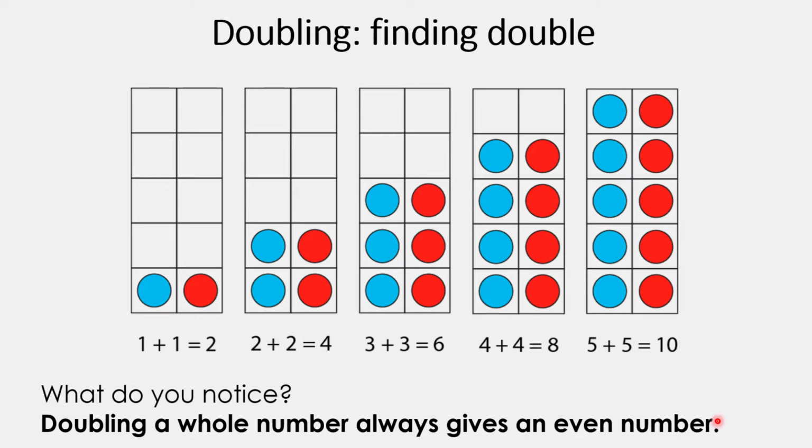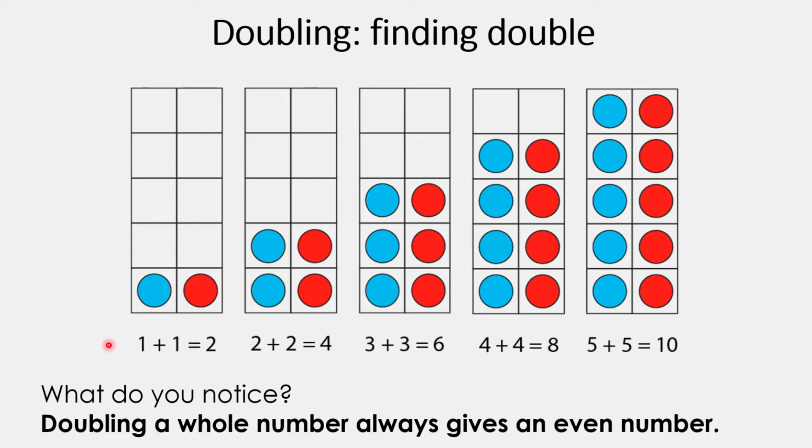So we got 2, 4, 6, 8, 10. And we saw before, they're even numbers. They're twos numbers, the numbers we were counting in at the very beginning. So can you see a very, very important connection between doubling and counting in twos? And I know you're really good at counting in twos, so you're really good at doubling.